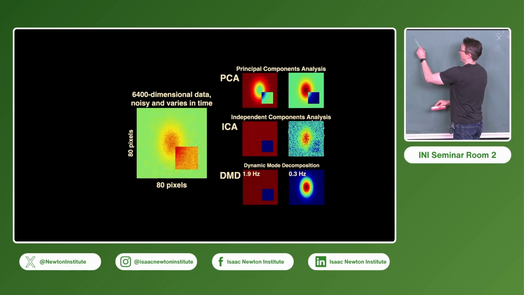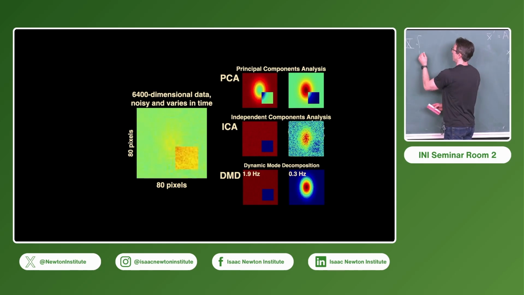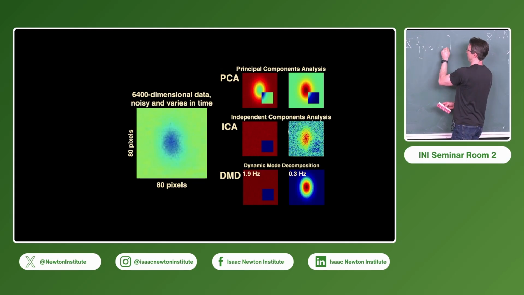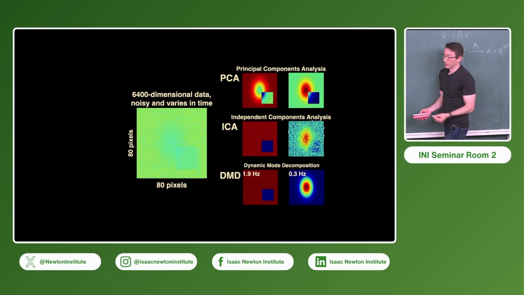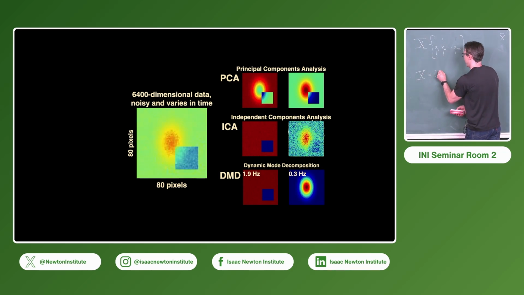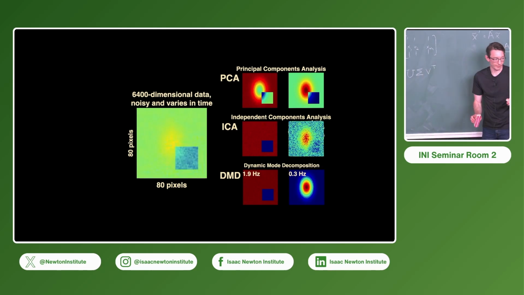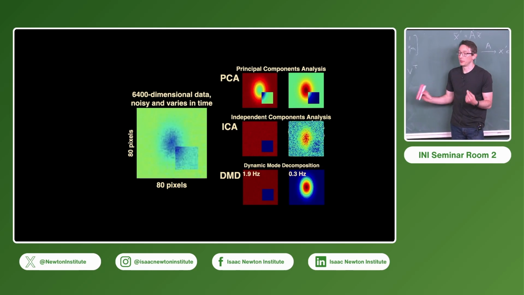So I have my big X matrix, x1, x2 to xm minus 1. And I compute its SVD. So I say X is equal to some big U matrix times a diagonal sigma matrix times a V transpose matrix. Okay. U and V are unitary matrices.